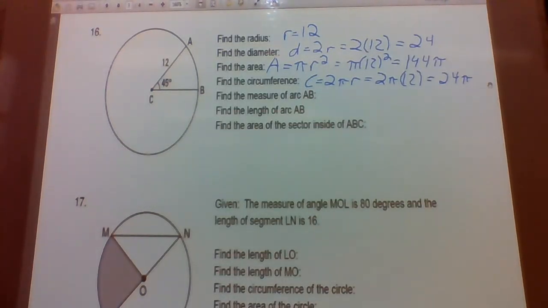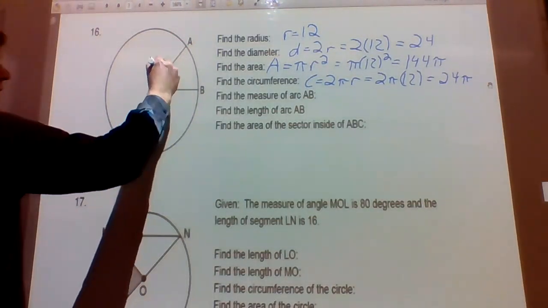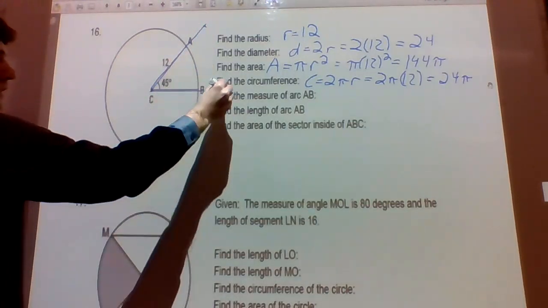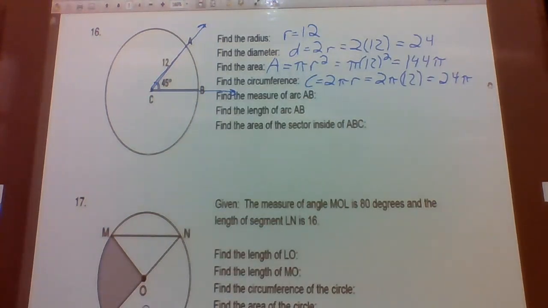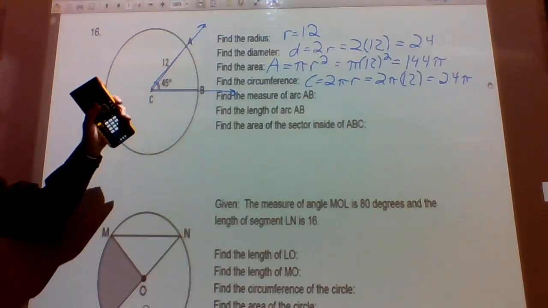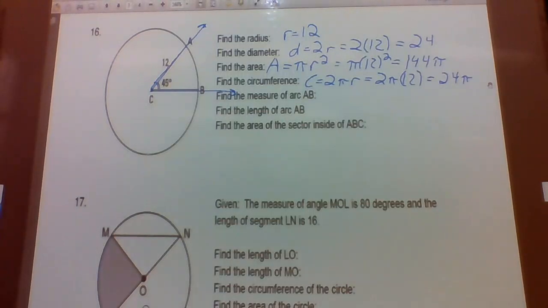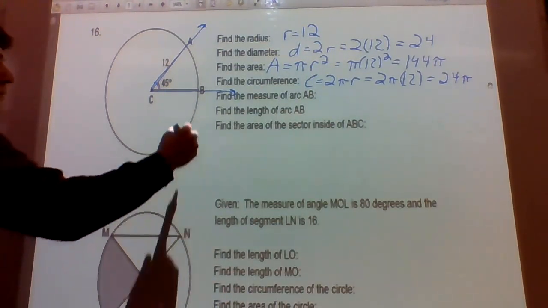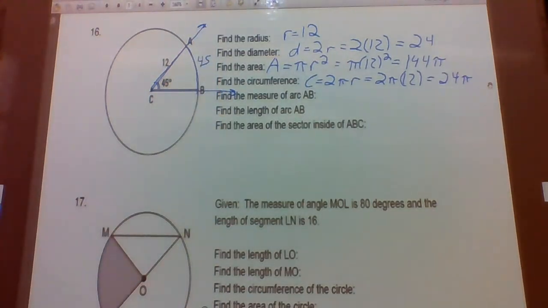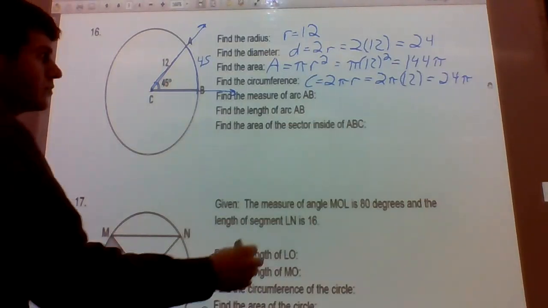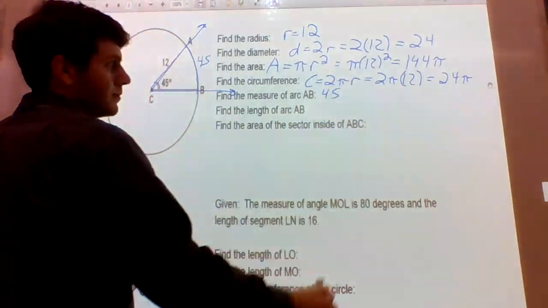The measure of arc AB. So angle ACB here is 45 degrees. That is a central angle. It's a central angle because C is the vertex of the angle. It's also the center of the circle. So if the vertex is the center of the circle, it's a central angle. Central angle, center. So the measure of arc AB here is going to be 45 degrees, because the measure of a central angle is equal to the measure of the intercepted arc.